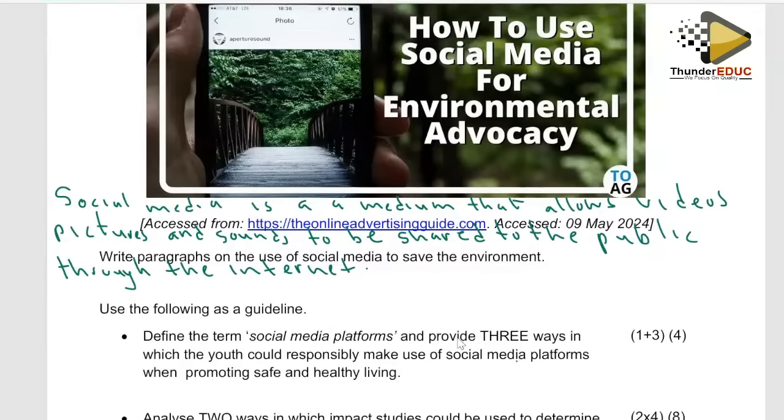So secondly, you can also say that it is an electronic way for the public to update each other about their daily activities, important moments via posts, feeds, and stories. So you can also say that these are online tools that allow individuals to show appreciation for another's views, information, videos, pictures through likes. So that is the definition of social media. Now the second part of the question requires us to give three ways in which the youth could make use of social media when promoting healthy and safe living.